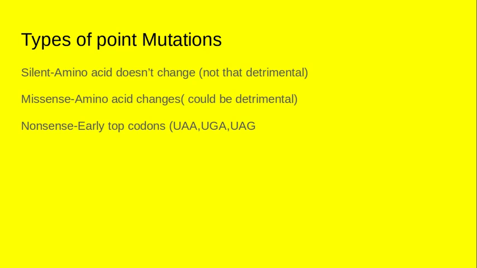Nonsense is when it results in an early stop codon. I did not mean top codons, I meant stop codons. So when you insert a base pair, it results in an early stop codon. And there's three stop codons: UAA, UGA, UAG.